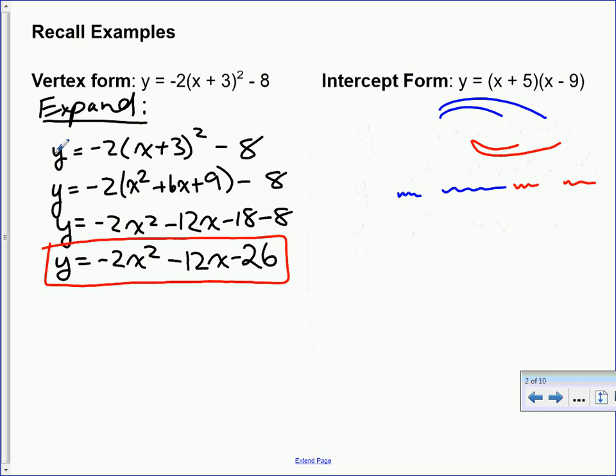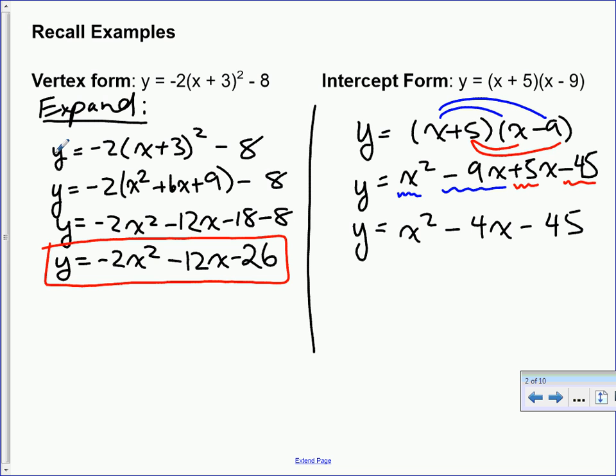Now, for intercept form, you'll notice I have some blue lines and some red lines. And this is where it's coming about. We're going to expand this equation here. So we start with our equation, y equals x plus 5 times x minus 9. When we're doing FOIL, we take our first and we hit everything in the last bracket with x. So we get x squared minus 9x. Notice they're underlined in blue. Then we also have positive 5, which is applied to x and minus 9, which gives us the stuff that's underlined in red here. The last thing that we do is we combine all our information and we end up with this.